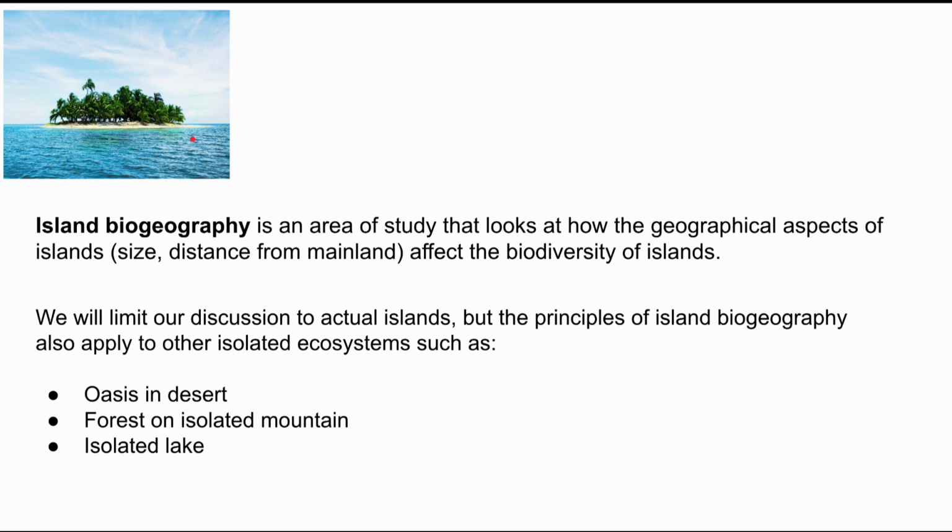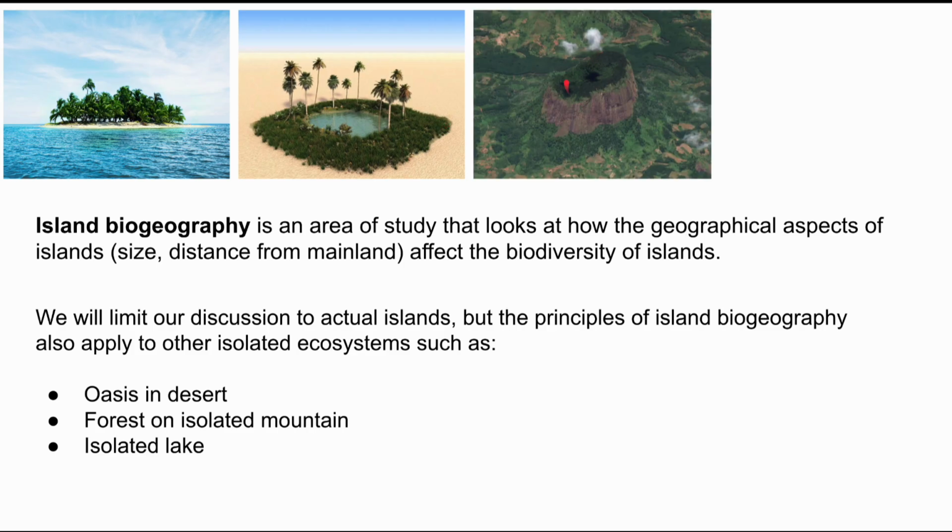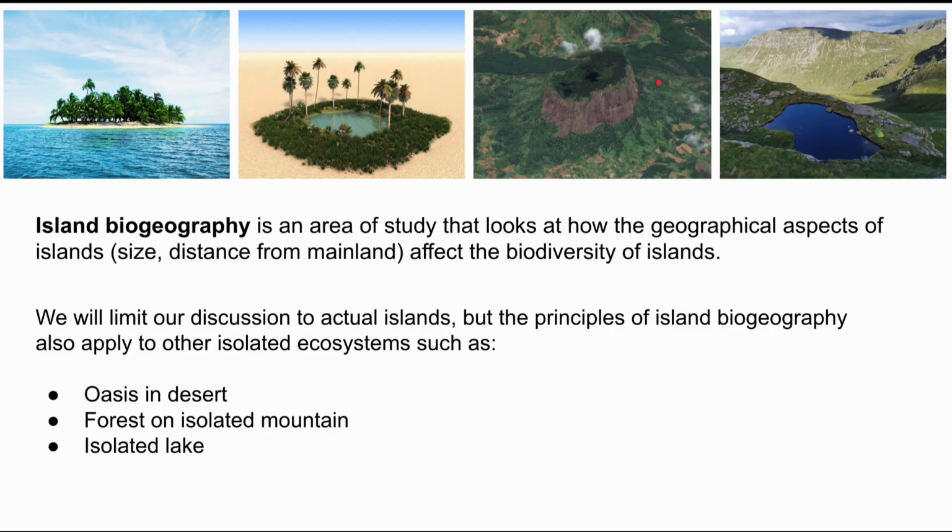So just a piece of land out in the ocean that's separated from everything else by salt water. But the same thing would be true for, say, an oasis in the desert. So I have essentially an island of plant life in the middle of this ocean of sand, so to speak. It would work for an isolated mountain. So the species I would find here that are isolated from these ones here would follow the same basic principles of island biogeography as would, say, an isolated lake that's far away from other lakes separated by a bunch of land, the way this one is separated by a bunch of water. So the same principles will be true for these different environments, but we're going to limit ourselves today just to islands for the sake of keeping it simple.